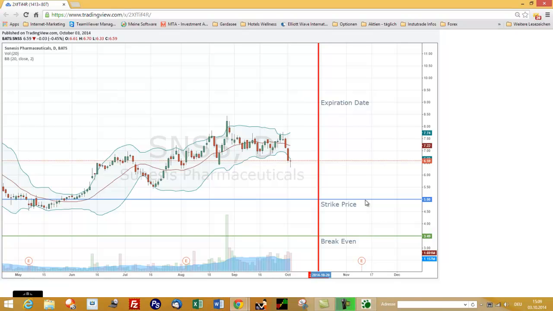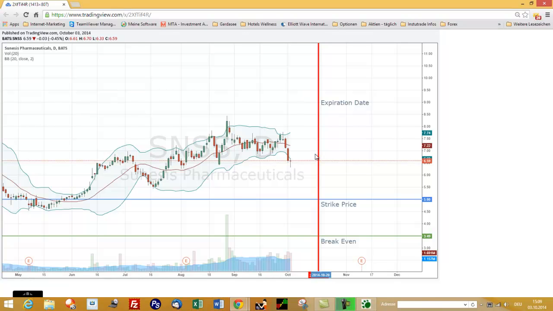We are selling an option which gives somebody else the right to sell us 100 shares of SNSS for $5 a share. He would only do so if the stock price is below $5, because otherwise it wouldn't make sense. If the stock price is still at, let's say, $5.50 or $6, it wouldn't make sense for somebody else to sell us the stock for $5. So that's what we expect. We don't expect a move below $5 until expiration day on October 17th.